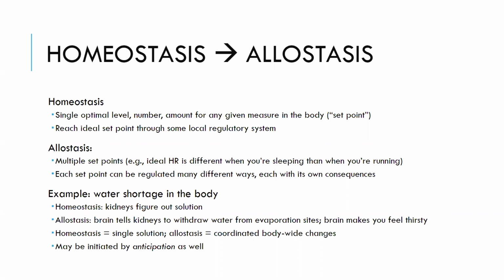And so homeostasis, again, is about a single solution, versus allostasis, which is about this coordinated set of body-wide changes. And again, allostatic disruption can be initiated by anticipation as well. The main point of this slide is to clarify that homeostasis is basically a bit of an oversimplification, and allostasis, while more complicated, is a more accurate representation of the way that the body works. So humans become stressed when allostasis is disrupted, and also when we anticipate allostasis being disrupted. And then the stress response is what restores allostasis.